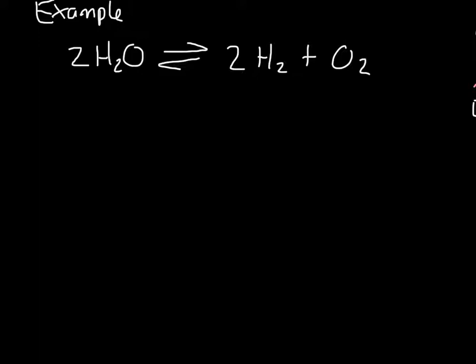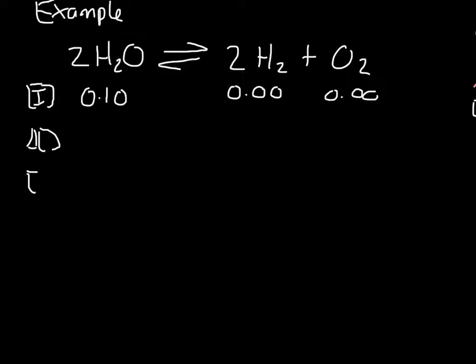Therefore, we need to set up our information. So the initial concentration is 0.10, 0.00 because they are products. Then we're looking at the change in concentration and then eventually the equilibrium concentration. So we set x as our change. Because we have two waters, it becomes minus 2x. Then we get plus 2x because there's two hydrogens, plus an x for one oxygen.